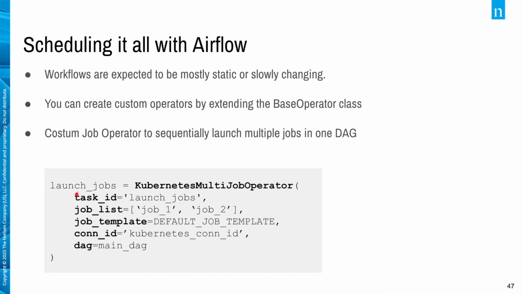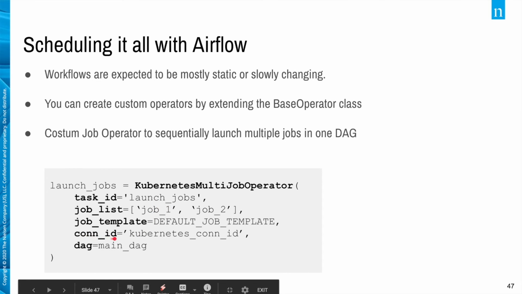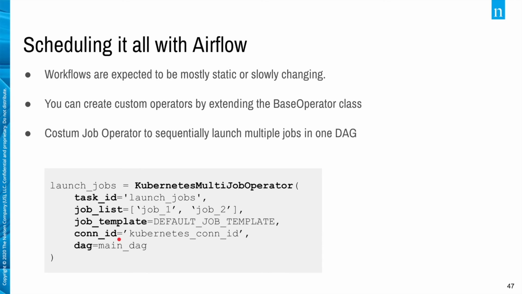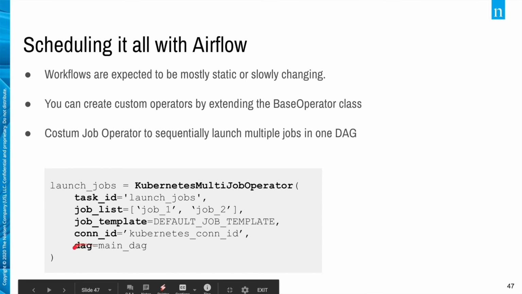We have here the task ID, the name of the task, the list of jobs we want to run, job 1, job 2, a job template. This is a template of the YAML file we saw before, and we will populate its features per job. A connection ID, which represents the permissions this Airflow instance has to launch jobs inside Kubernetes, because they need some sort of handshake and authorizations between them. And the DAG, the directed acyclic graph, this operator belongs to.